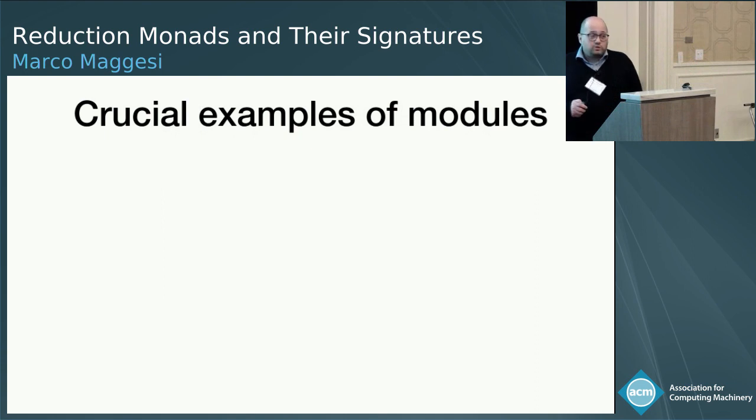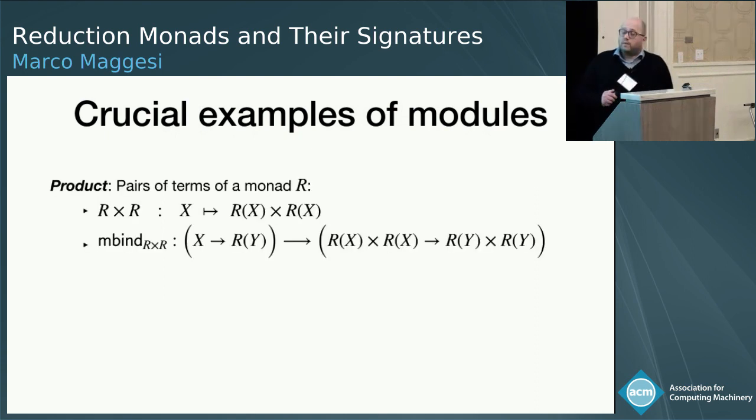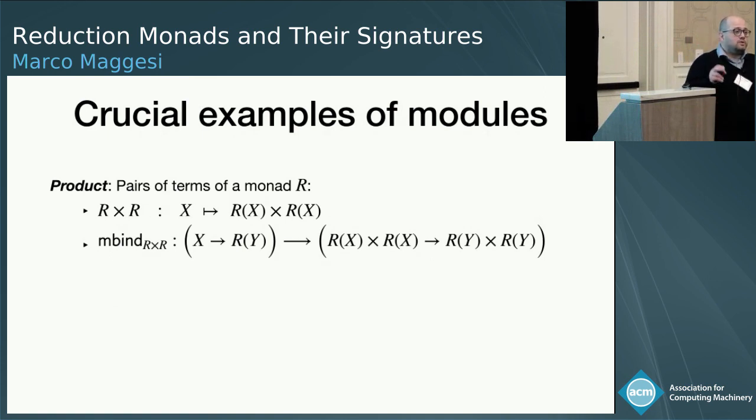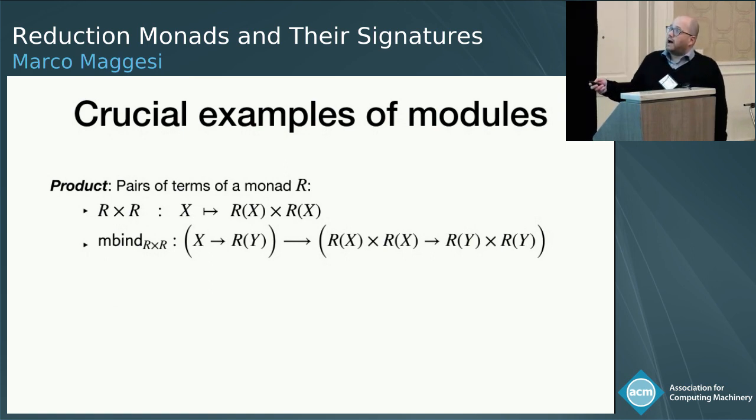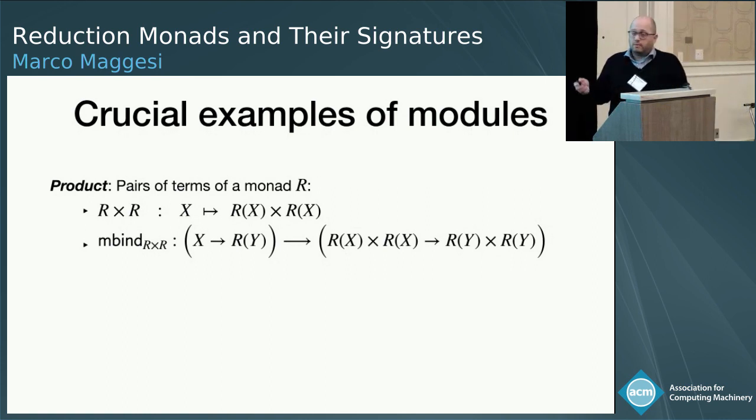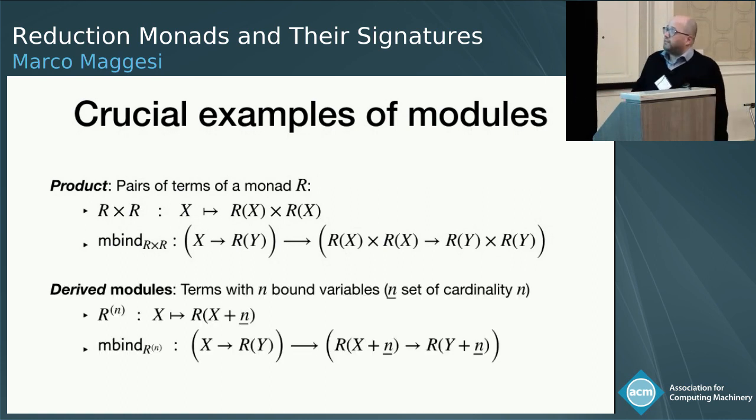I will give you just two examples of modules. One is the product of modules. If you take two modules, the product is again a module. And the basic example is when you have a monad R, and you take R times R. Then it means that you have pairs of terms, and you can perform substitution in both terms. And this is a module over the monad R, but it's not a monad itself.